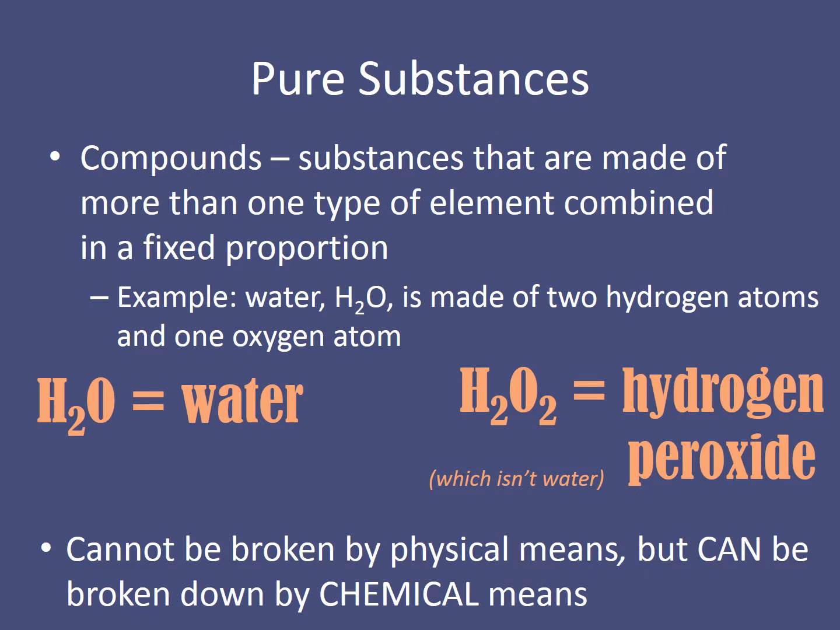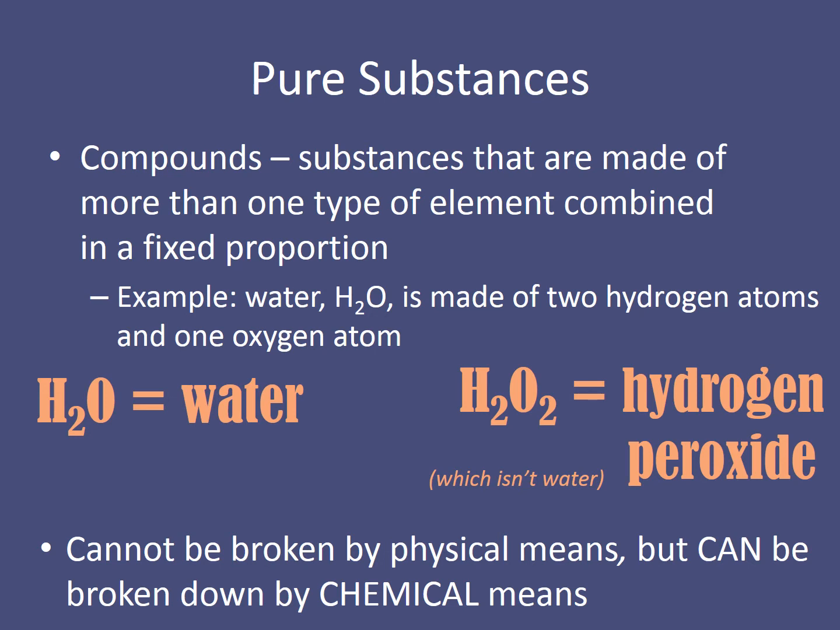Compounds are where we have more than one type of element chemically bonded together, and they're in a set proportion or a set ratio. As an example, one that you probably already know is H2O, water. It's a combination of two hydrogens and one oxygen together. If I change anything about H2O, if I change the letters or the numbers, like H2O2, it sounds really similar, but it is actually a totally different compound. In this case, it's hydrogen peroxide.